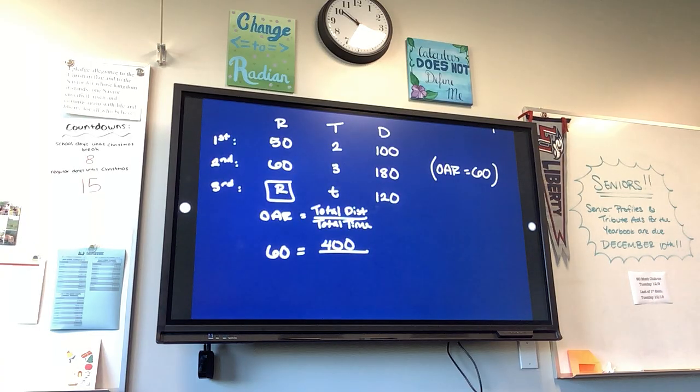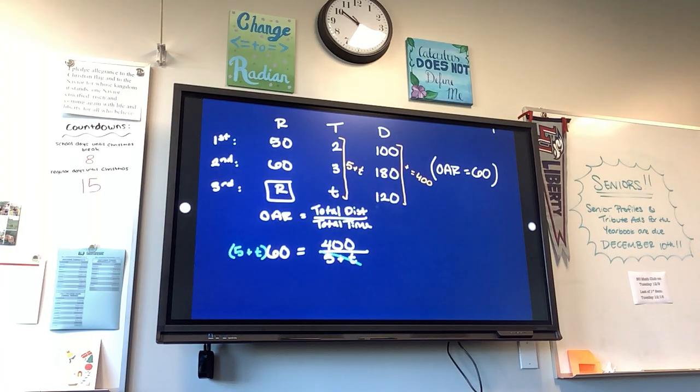Thank you. 5 plus t. Where does the 5 come from? The 2 and the 3. We can add those together but this is going to be 5 plus t. And then this is where we got the 400. If we add them together, they equal 400. Just to make sure I'm not losing anybody. Okay, now let's do the algebra. To do the algebra, we're going to times both sides by the 5 plus t.